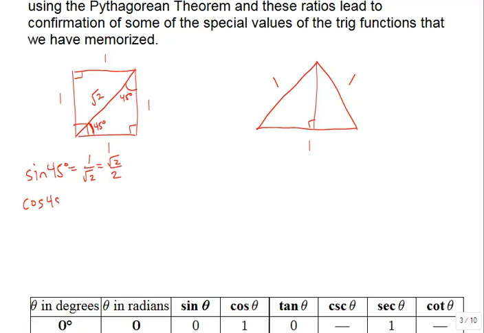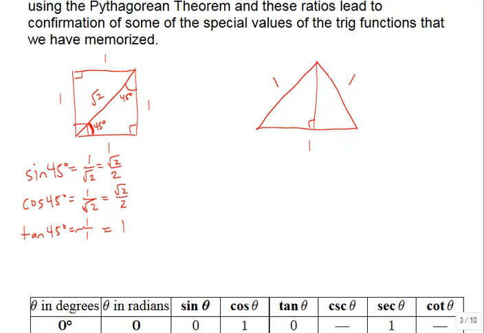Similarly, cosine of 45 degrees would be the adjacent side to this angle, which is this 1 over here, divided by the hypotenuse, which is this root 2, and that's also equal to root 2 over 2. And then finally, tangent of 45 degrees is the opposite side, which is 1, divided by the adjacent side, which is also 1, so we just get 1 back again. So I'm just going to do the major 3 values here, but these are exactly the same 3 values that you should have memorized from your unit circle where you were thinking about 45 degrees as pi over 4.